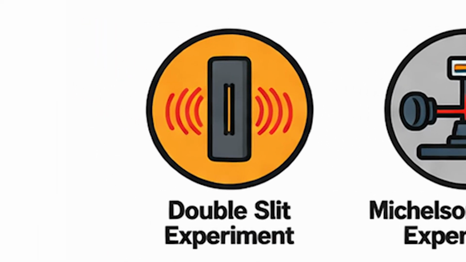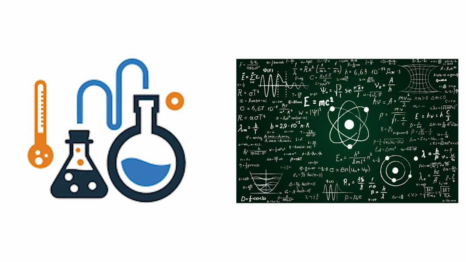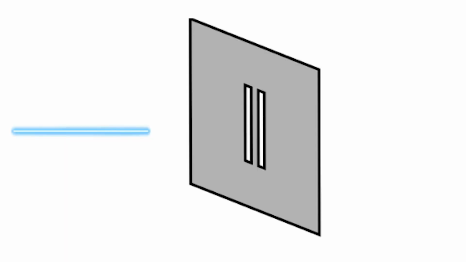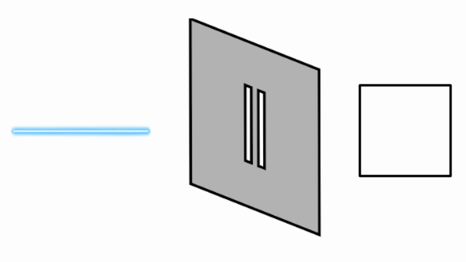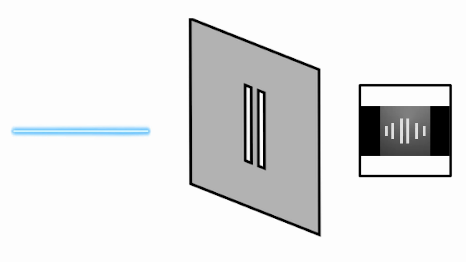Double Slit Experiment. This experiment comes from physics and was first performed by Thomas Young to understand how light behaves. A beam of light is directed toward a barrier with two narrow slits, and behind it is a screen that records the result. Instead of forming two simple lines as expected, the light creates a pattern of multiple bands, which shows that it behaves like a wave.